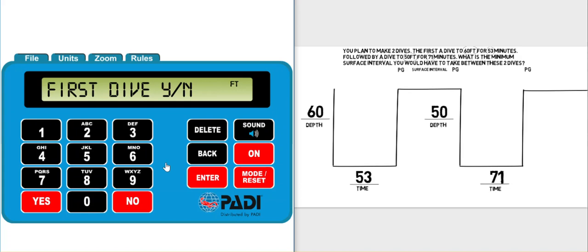It's now asking me if I'm going to be starting with the first dive of the day. There's no mention of any previous dives in the question, so I can safely assume that yes, I am starting with the first dive of the day. Once I've clicked on yes, it asks me for the depth of the first dive. The depth of the first dive, I can see right here, is 60 feet, so I can enter that. What it's telling me now is if I want to dive to 60 feet, the no decompression limit would be 55 minutes. That's the maximum amount of time I could spend at 60 feet.